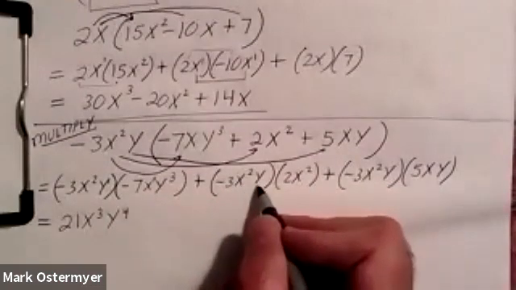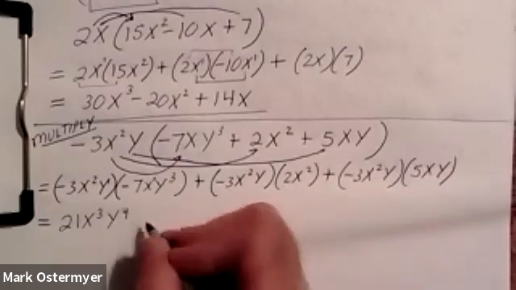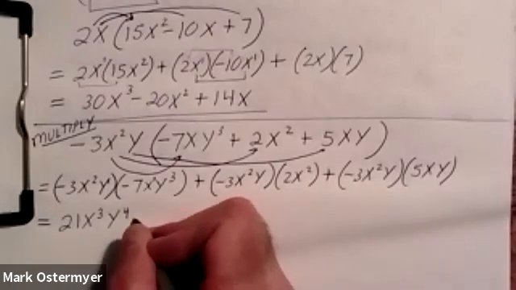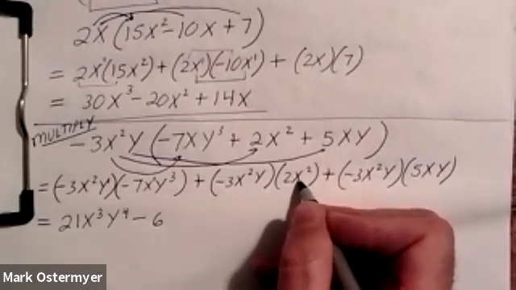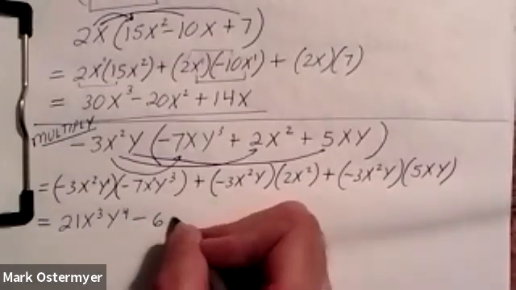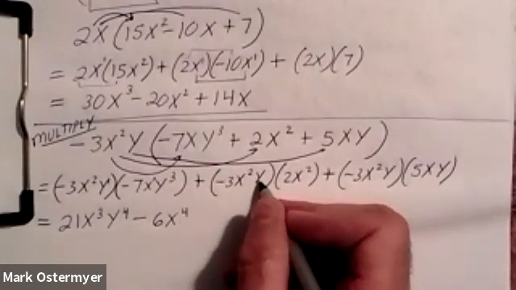Negative 3x squared y times 2x squared. Negative 3 times 2 is minus 6. You could say plus a negative 6. I'll just say minus 6. X squared times x squared is x to the 2 plus 2, or x to the fourth power. Don't forget the factor of y here.